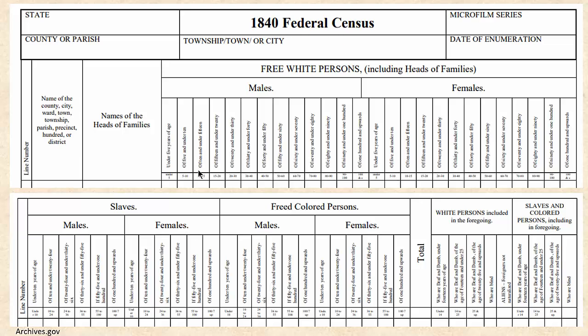And again, this is just a form I downloaded off of archives.gov. As you break this down, you can see this one says of 20 and under 30. So they're breaking down the age groups. And they are literally putting in these columns the head of the household's name, and then they're putting tick marks as to how many people are in each age group.